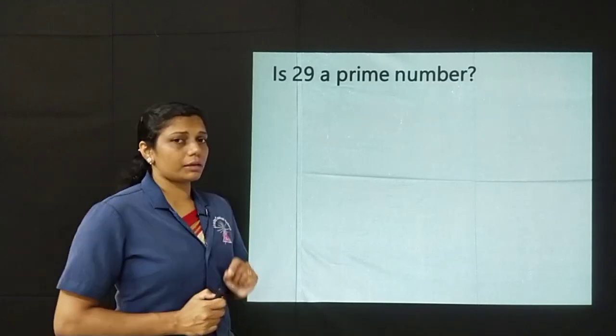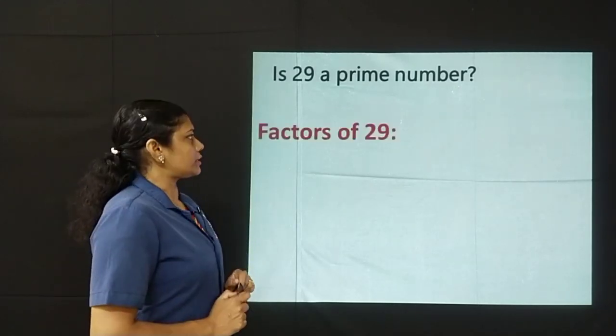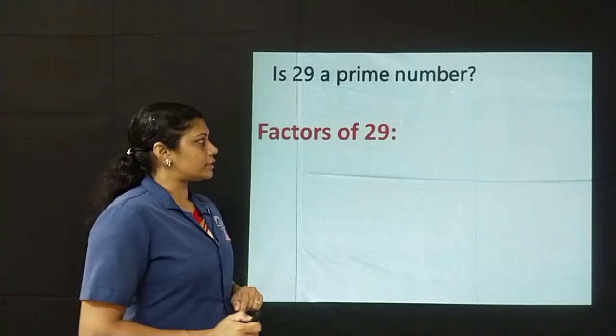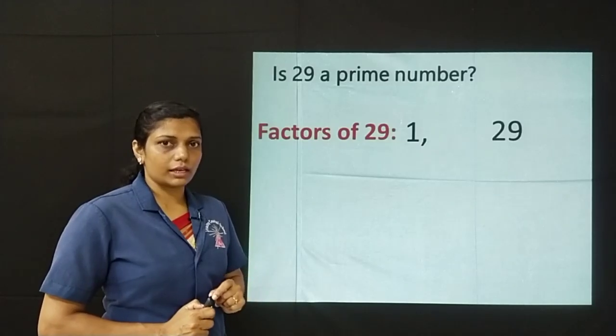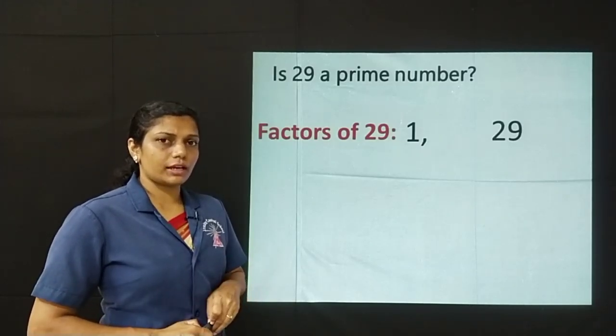Is 29 a prime number? Let us write the factors of 29. It is 1 and 29. 1 29 times is 29. Any other factors for 29?